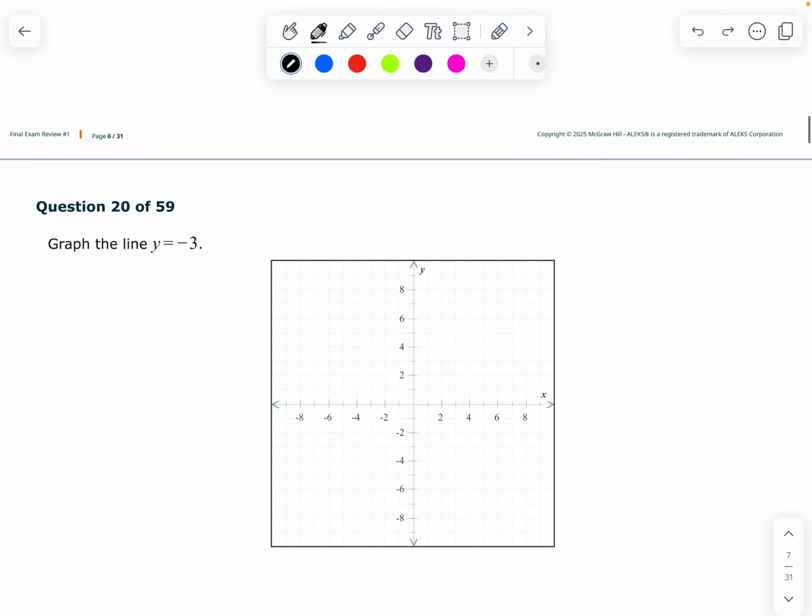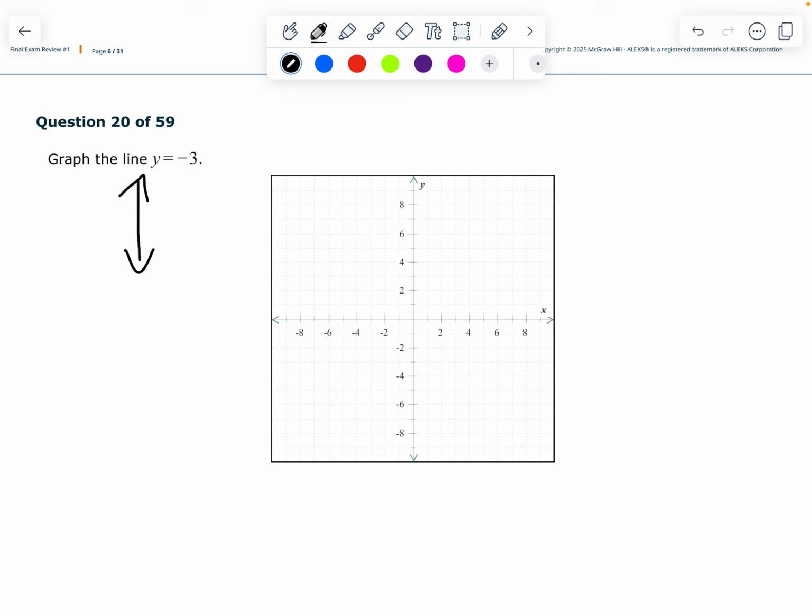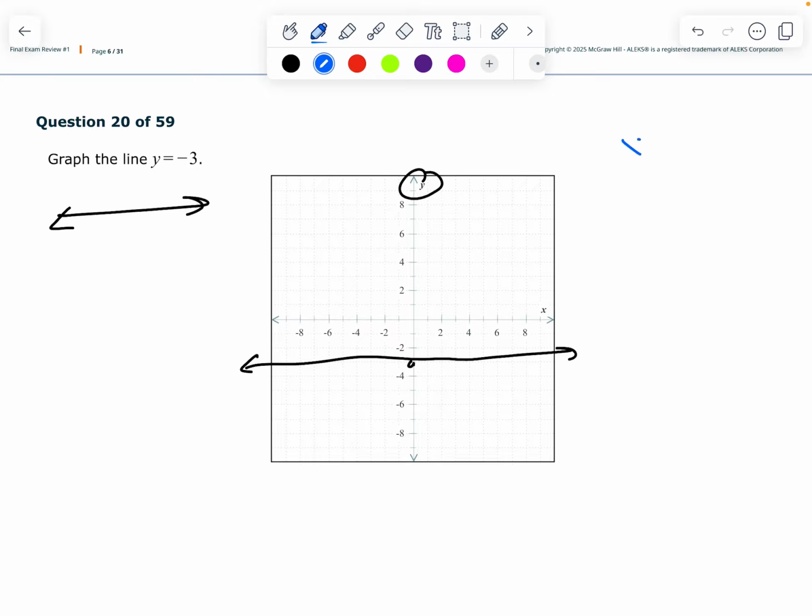All right, graph the line. Anytime you have a y equals line, it has to be a horizontal line because it has to hit the y-axis. So where y equals negative 3 is right here, your line's going to go straight through like that. If I had an x equals line, let's say I had x equals 5, that's going to be a vertical line because it has to hit the x-axis at 5.